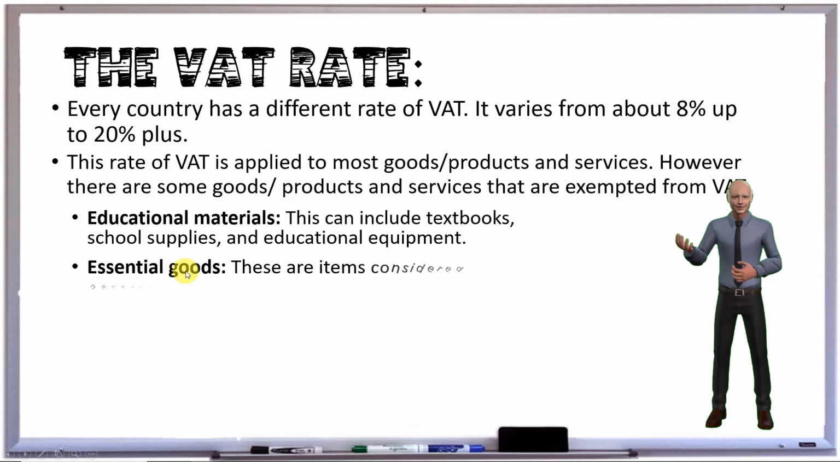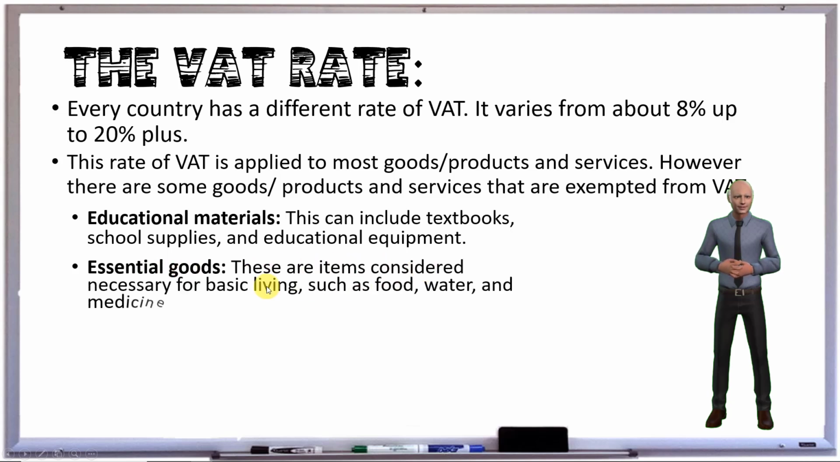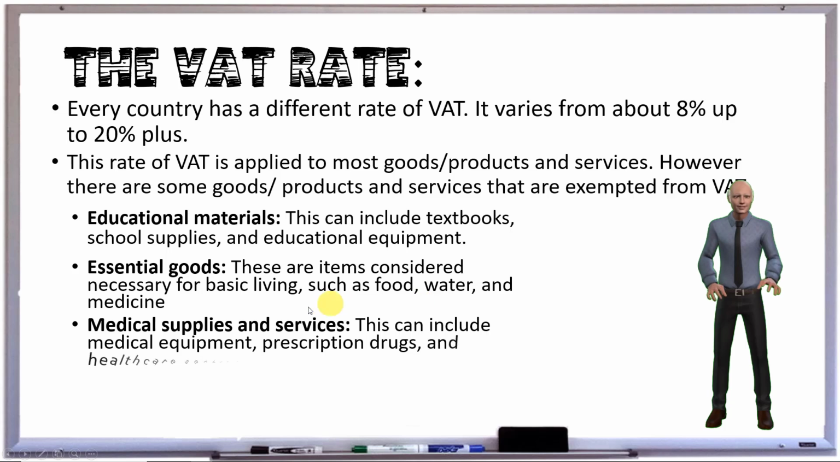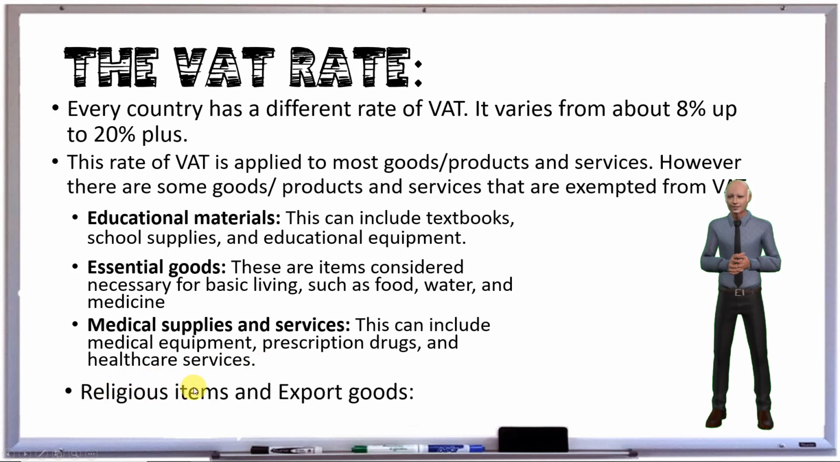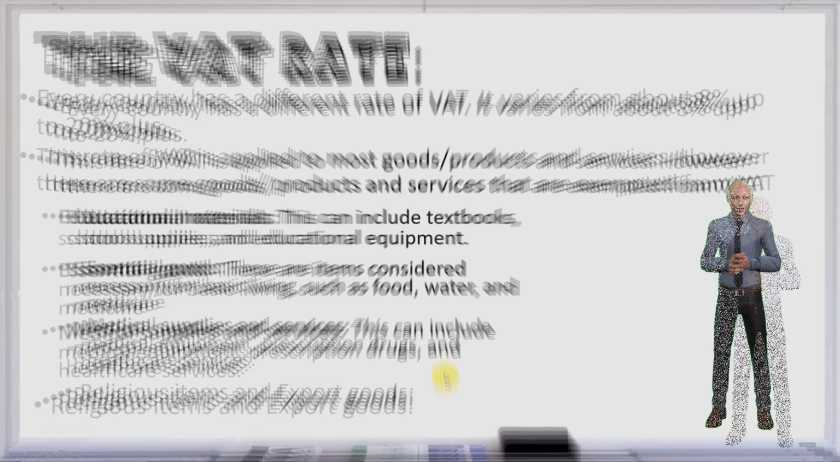Also, essential goods. These are items considered necessary for basic living, such as certain foods, water and medicine, etc. There are a lot of things that are excluded from, or exempted from, VAT, put it this way. And also, of course, medical supplies and services, which could include medical equipment, prescriptions by pharmacy, etc., and certain healthcare services. Also, a lot of religious items are exempted. Certain export goods are exempted, but not all, right? It depends on every country. It's got its own laws considering where they charge VAT and where they will not charge VAT.